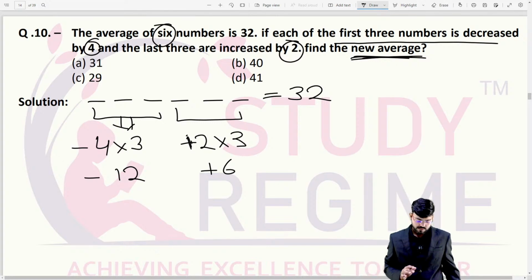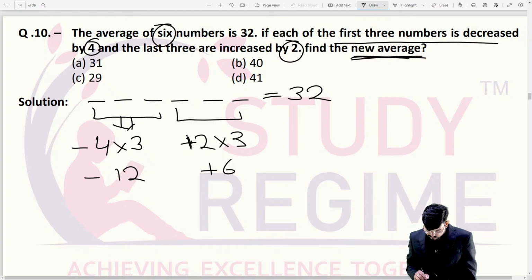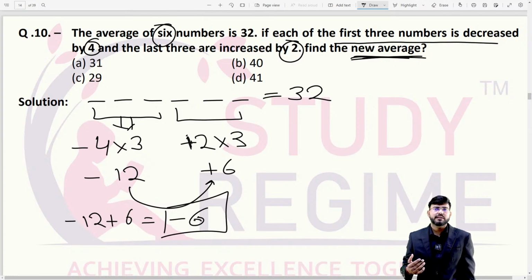Let's see the technique. You multiply the observation, minus 4 into 3, I will get minus 12, and plus 2 into 3, I will get plus 6. I will find the algebraic sum of this. Minus 12 plus 6 will become minus 6. I have already told you in an earlier question what the significance of the minus sign is.